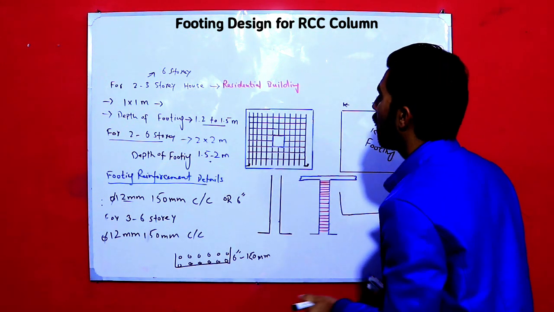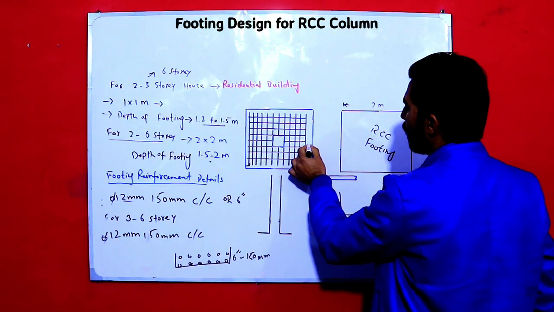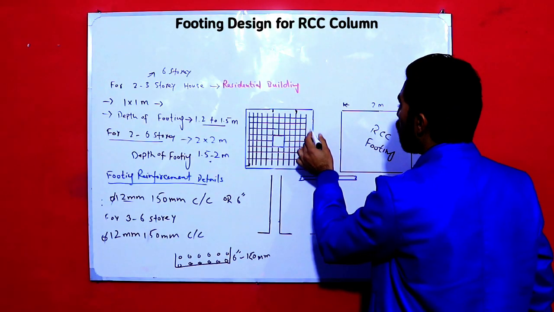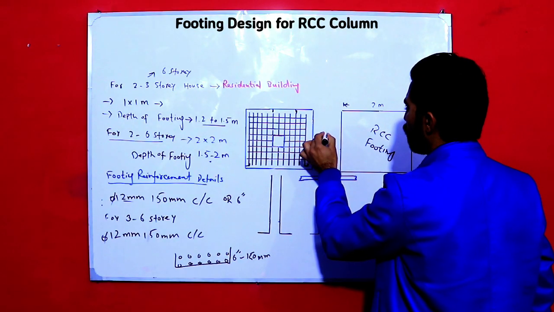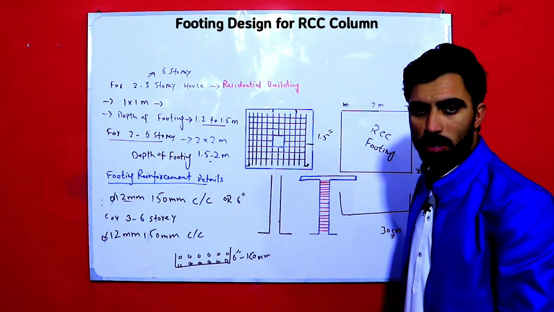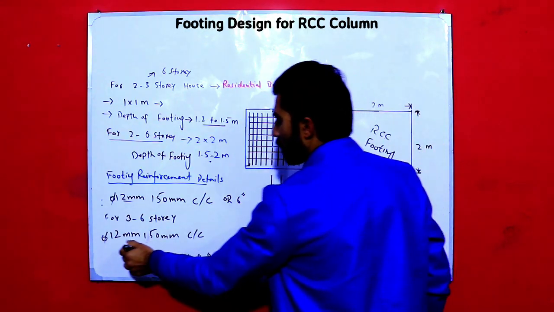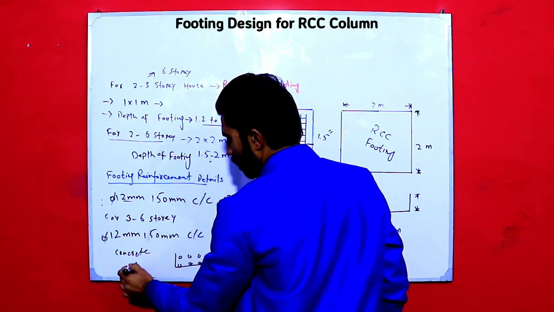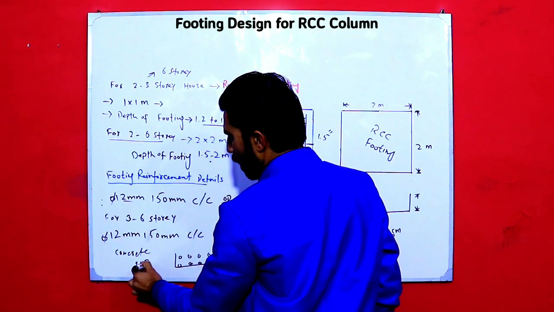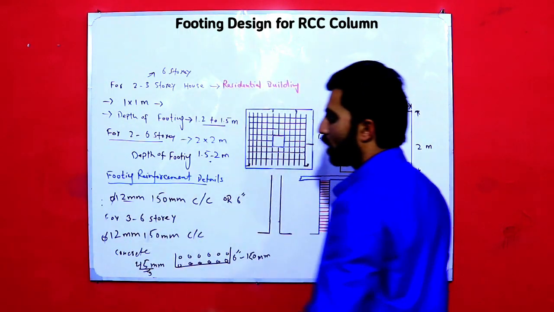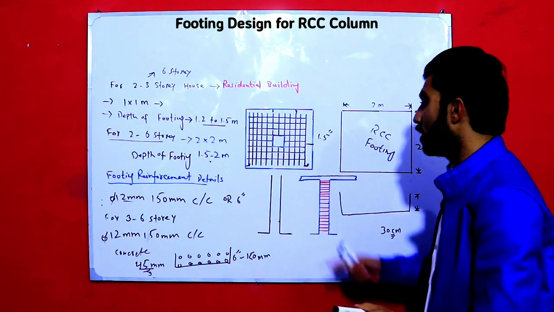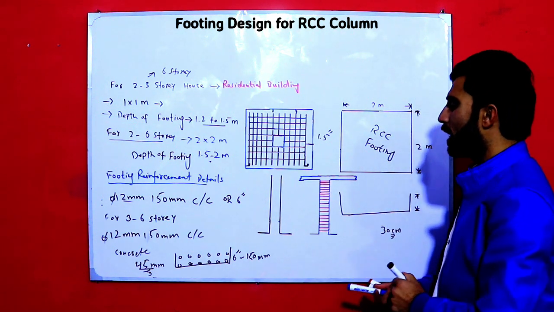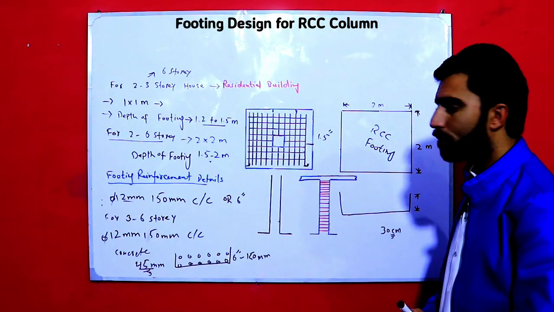Now what should be the column? Now its concrete cover, as you can see, concrete cover should be minimum 1.5 inches, or you can keep concrete cover about 45 millimeters for RCC footing. Okay. Now guys, come to its reinforcement details of column.